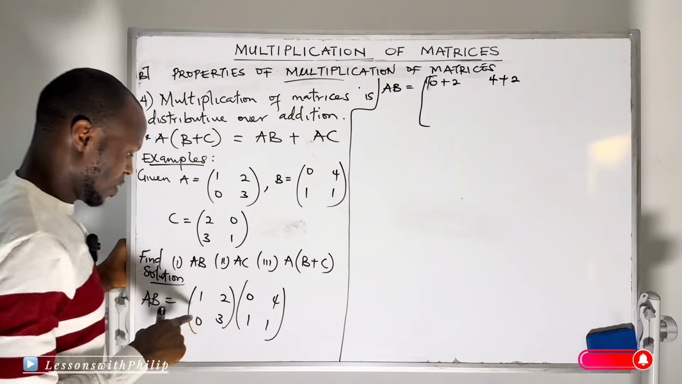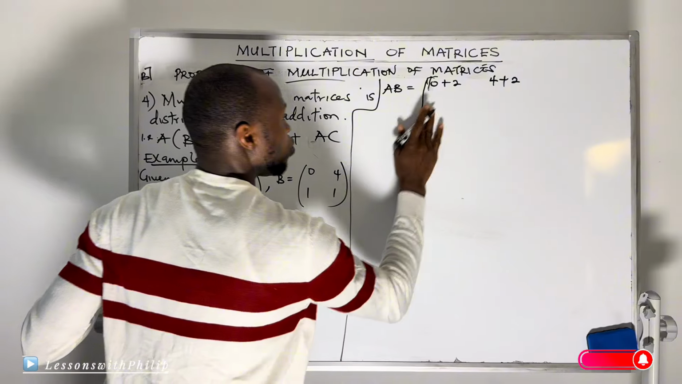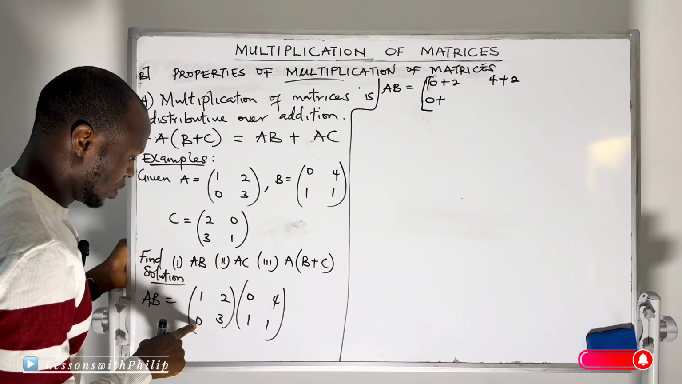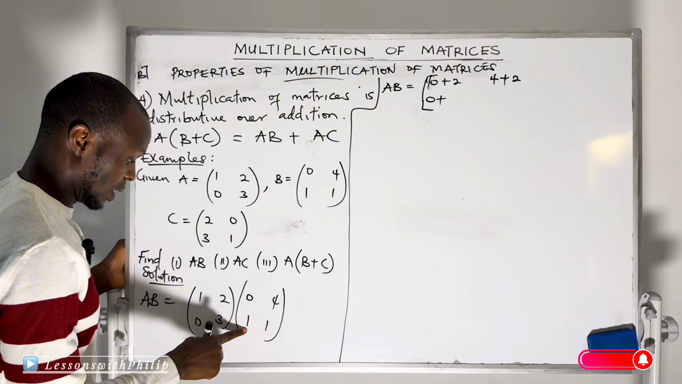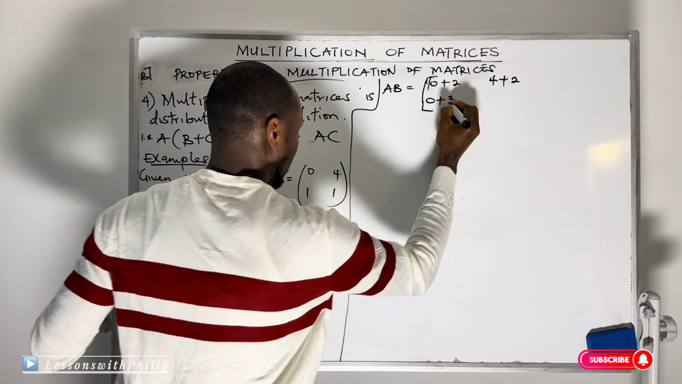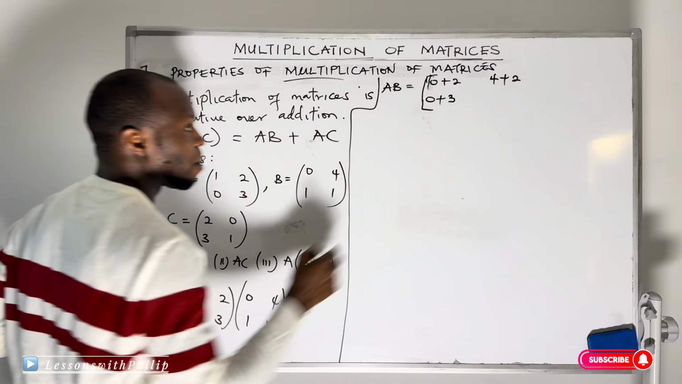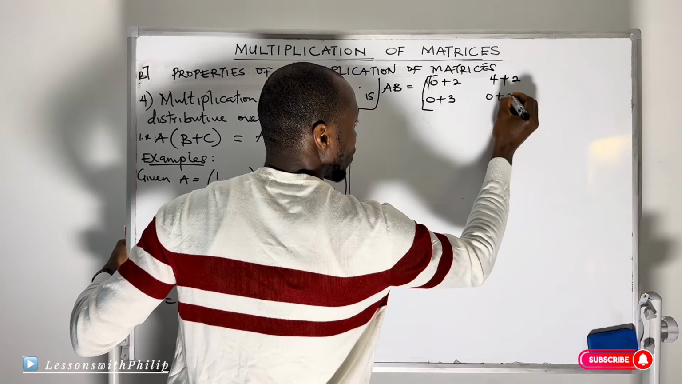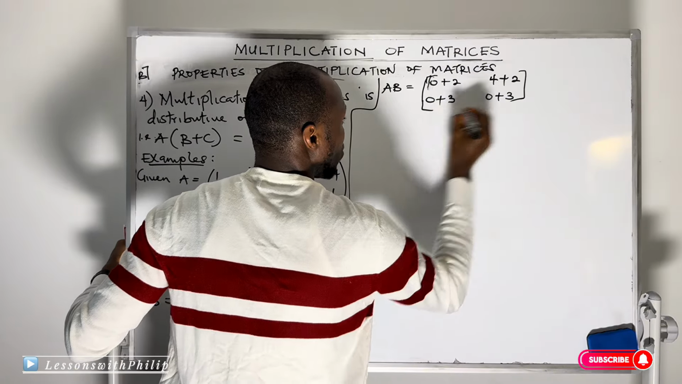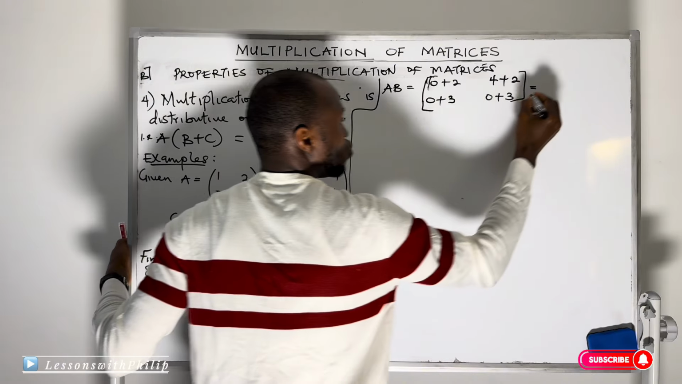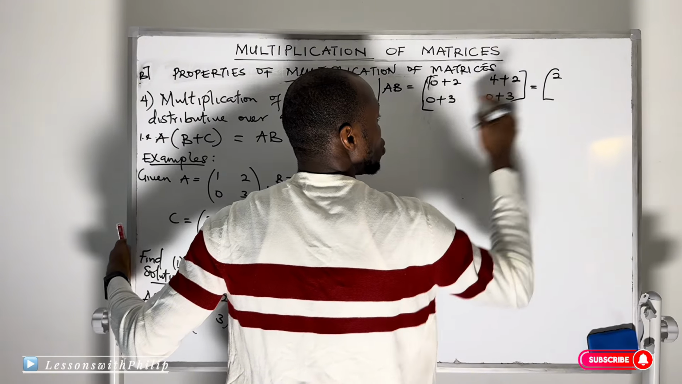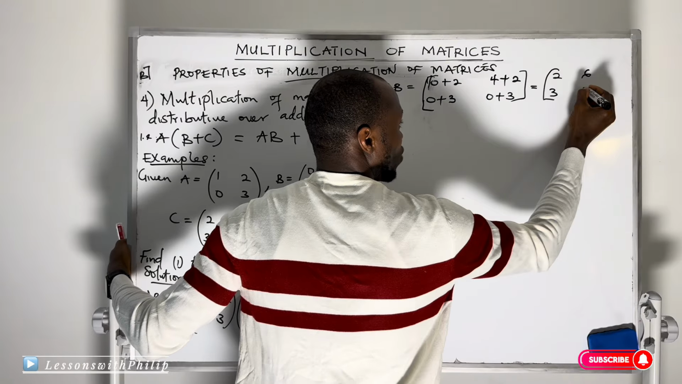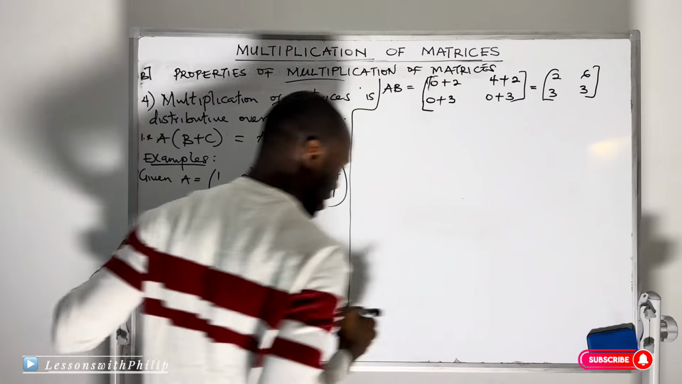Okay? Then we have 0 times 0, which is 0. Plus, okay? 3 times 1. Okay? That is 3. 0 times 4 will be 0. And 3 times 1 is 3. Okay, and that will be equals to 0 plus 2 will give me 2. 0 plus 3 will give me 3. 4 plus 2 will give me 6. And 0 plus 3 will give me 3. That's my AB.